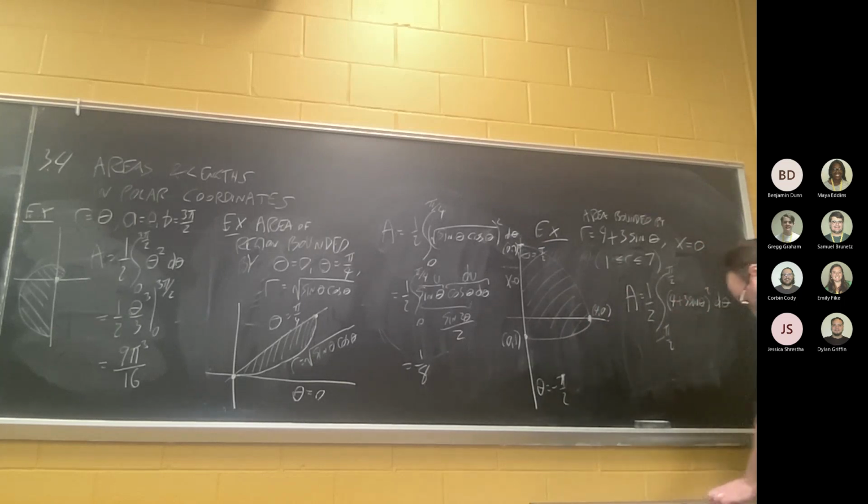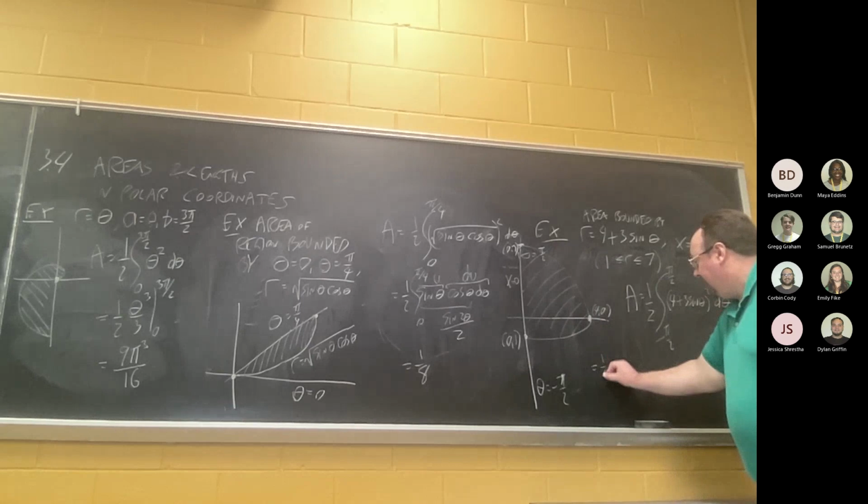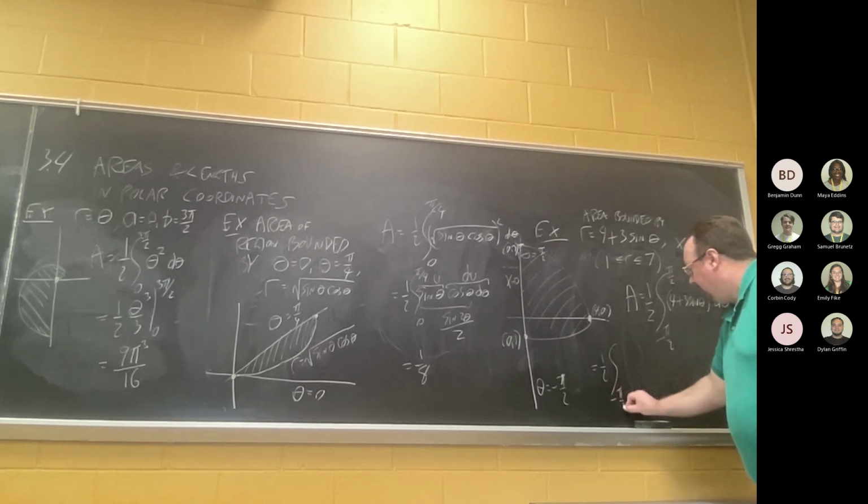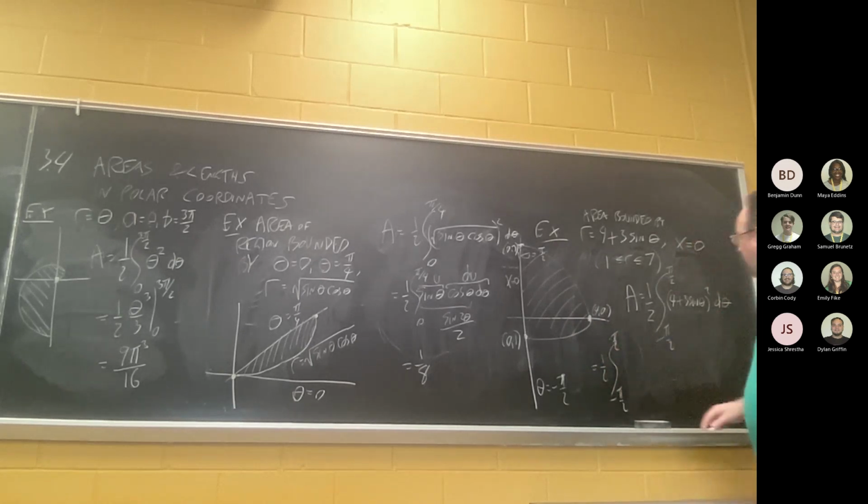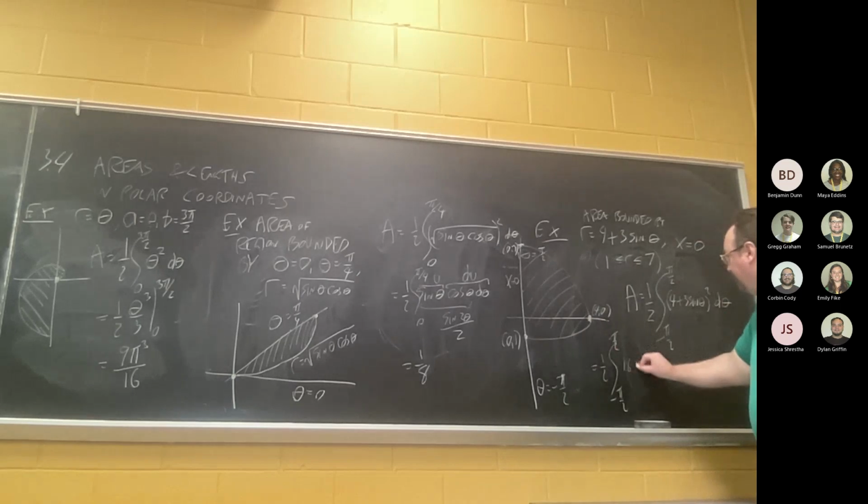Okay, now, if you go ahead and expand this, you get 16 plus 24 sine theta plus 9 sine squared theta d theta.